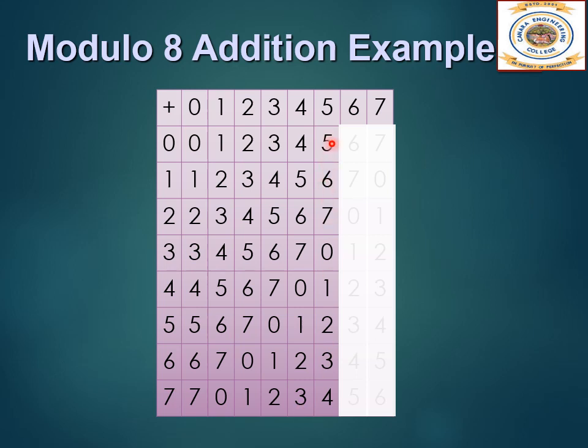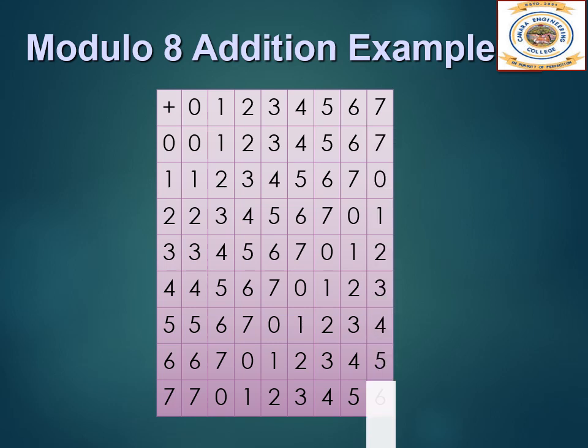So 5 and 0 is 5, 5 and 1 is 6, 5 plus 2 is 7, 5 plus 3 is 0, 5 plus 4 is 1, 5 plus 5 is 2, 5 plus 6 is 3, 5 plus 7 is 4. So next, similarly you can check the entries for column 6 and column 7 as well. The only point you have to remember here is it is not a direct simple addition, but it is modulo 8 addition. Okay, remember this point.